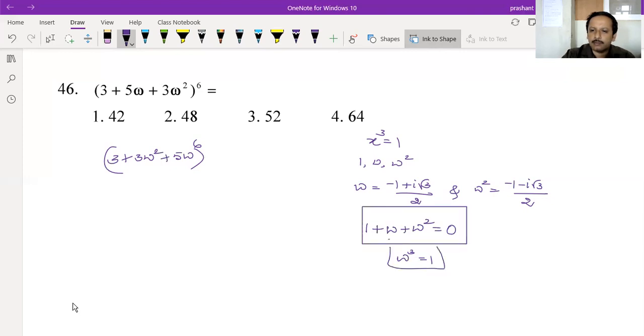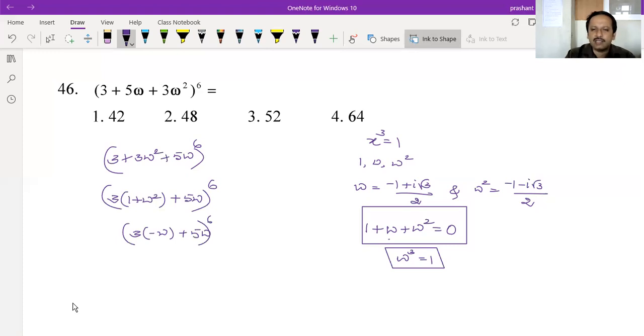Okay. So remember these two, very important, these two formulas. Now coming back to this problem, 3 plus 3 omega square plus 5 omega, whole power 6. Here, I will take 3 as common: 3 into 1 plus omega square plus 5 omega, whole power 6. 1 plus omega square can be written as minus omega. Right? Look at this, 1 plus omega plus omega square is 0. So from this, 1 plus omega square can be written as minus omega. So 3 into minus omega plus 5 omega, whole power 6.